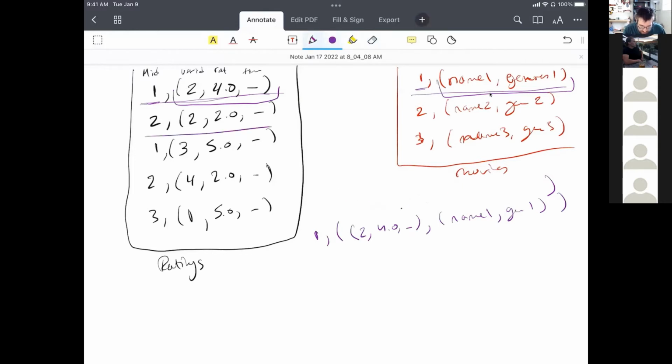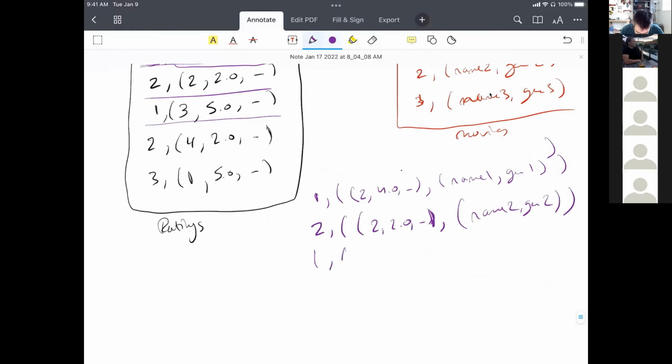For the second element, movie number 2, okay, so this is value 1, and then name 2, genre 2. For movie number 1 again, right, this is 3. And then name 1, genre 1, and so on.